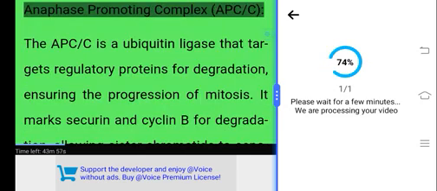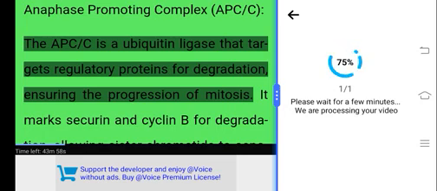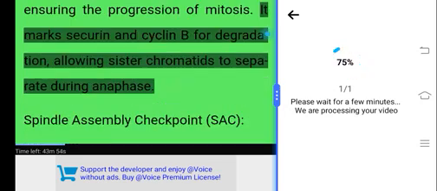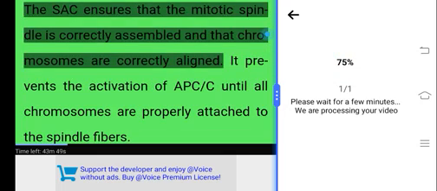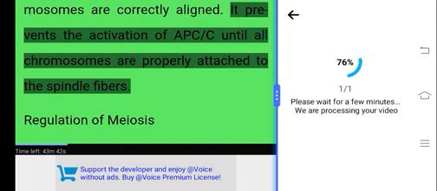Anaphase promoting complex, APC/C. The APC/C is a ubiquitin ligase that targets regulatory proteins for degradation, ensuring the progression of mitosis. It marks securin and cyclin B for degradation, allowing sister chromatids to separate during anaphase. Spindle assembly checkpoint, SAC. The SAC ensures that the spindle is correctly assembled and the chromosomes are correctly aligned. It prevents the activation of APC/C until all chromosomes are properly attached to the spindle fibers.